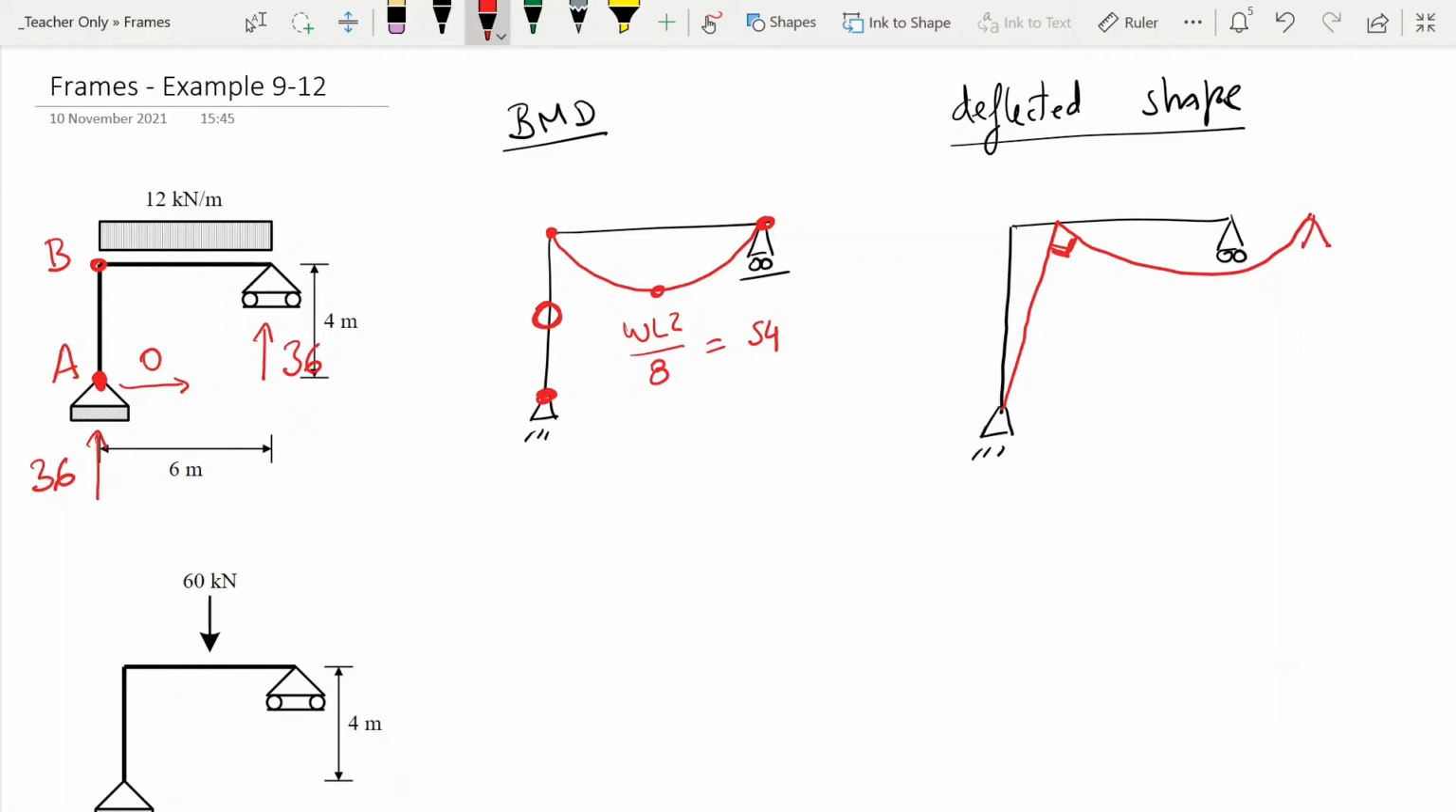And here, your point can move to the left because this is a roller support that allows this to move to the right, not to the left. So this is the way the deflected shape works. Again, this point here doesn't bend. This bar has no bending. We can go now to the next problem. By the way, in terms of shear force, the shear force will be 36 here, then down, then up, and then 0 on the column.